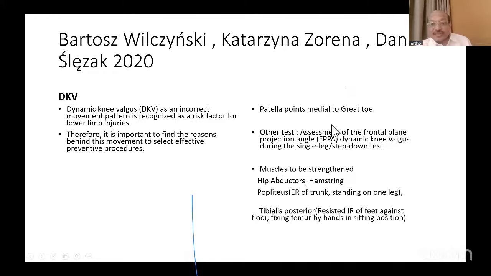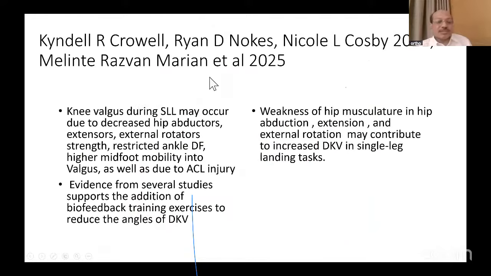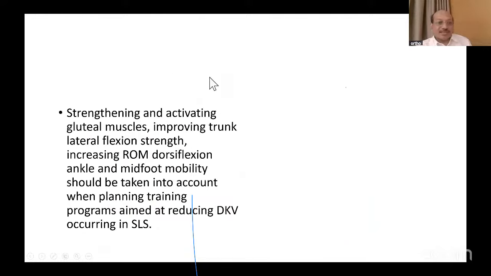So what are the other tests? Other tests are the frontal plane projection angle and the dynamic knee valgus during the single leg step down test. These are the muscles that should be strengthened. I'm not going into detail. So this is basically the knee valgus test.